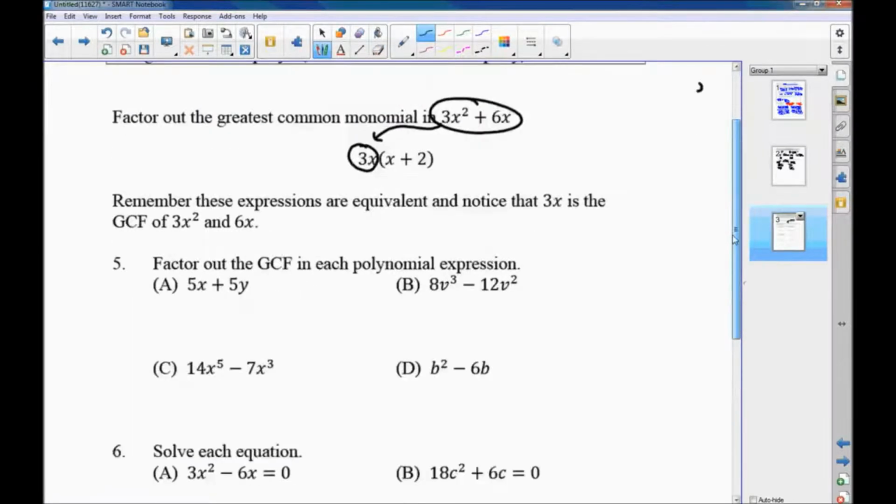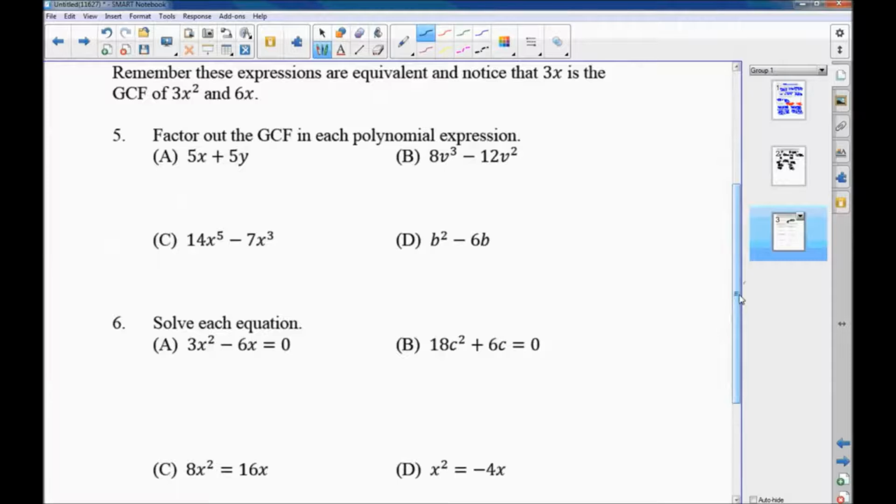All right, so number 5 says, factor the greatest common factor in this polynomial expression. So what's the biggest number that divides evenly into both terms? Well, that's a 5. The biggest amount of x's that divides evenly into both terms is none, because the second term doesn't have an x, and the same with the y's. The first term doesn't have a y.